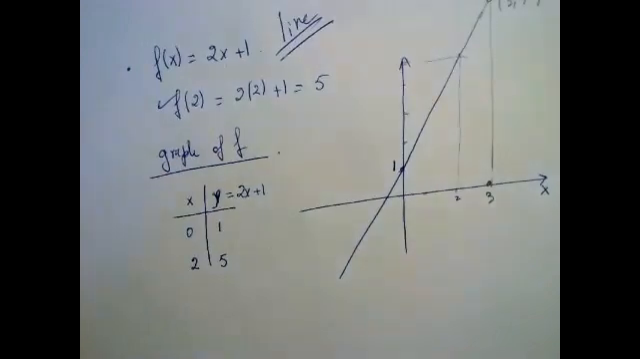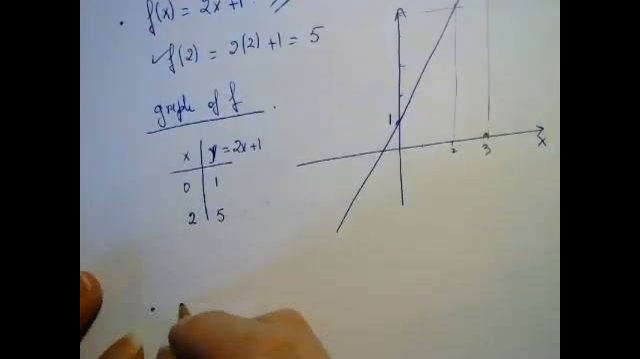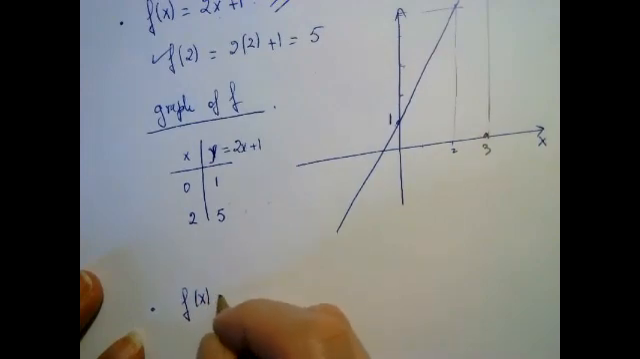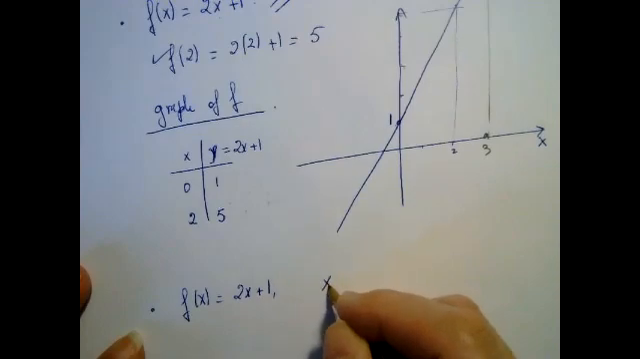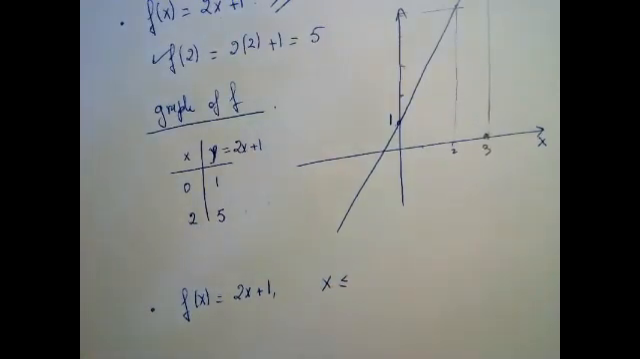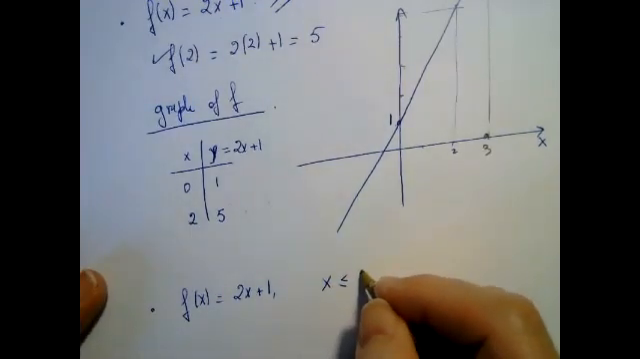Now I'm going to add one layer. Suppose I tell you the following. Let f of x be equal to x plus 1, and I'm going to restrict the domain, where x is, let us say, less than or equal to 2.